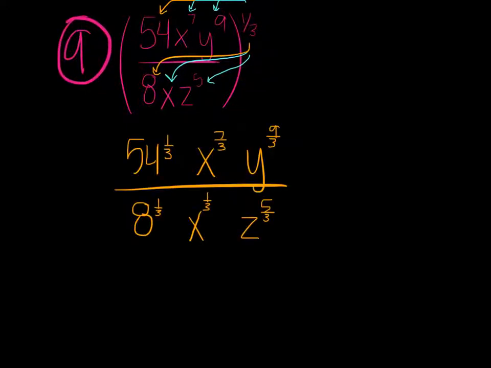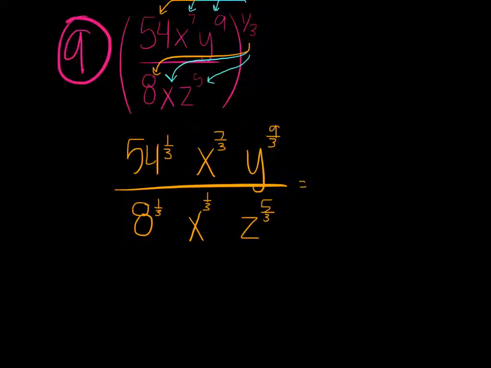So once we distribute the 1/3, here's what we have on the top: 54 to the 1/3 times x to the 7/3 times y to the 9/3, and then we have 8 to the 1/3, x to the 1/3, and z to the 5/3. And so just some simplification.